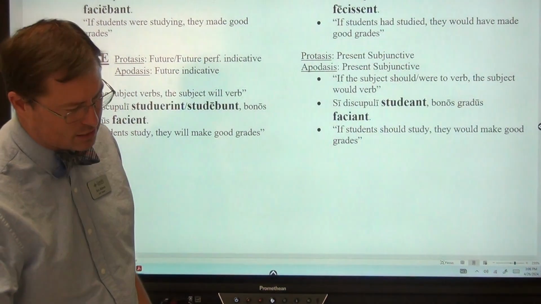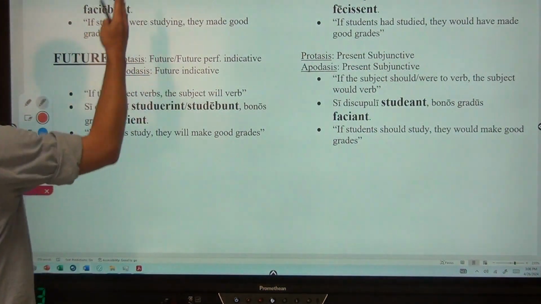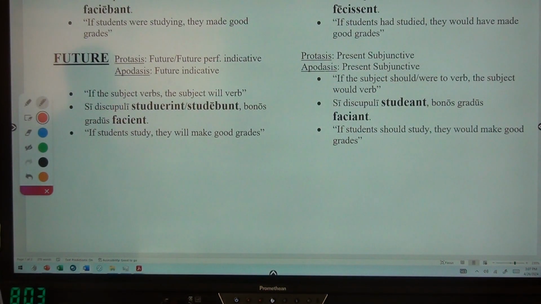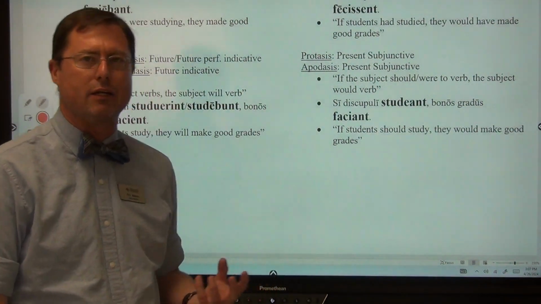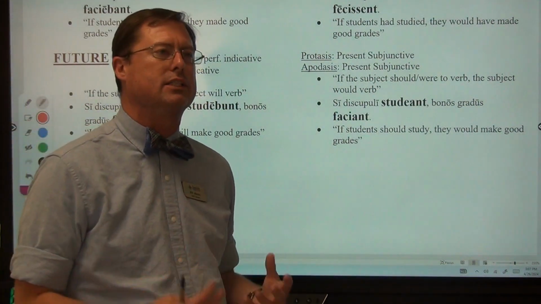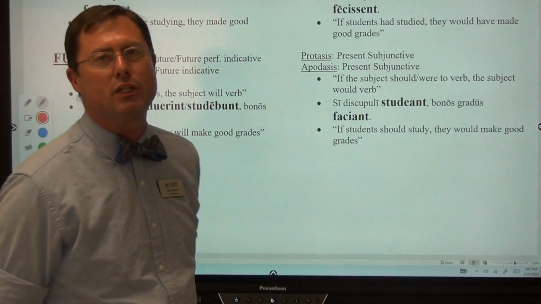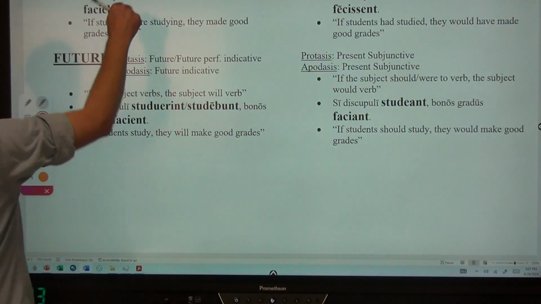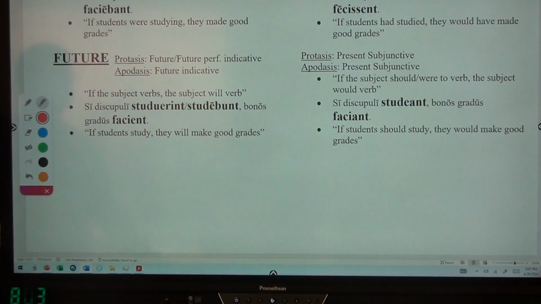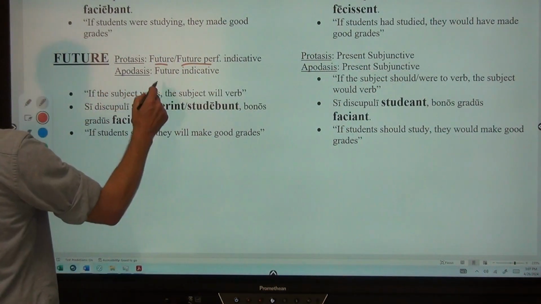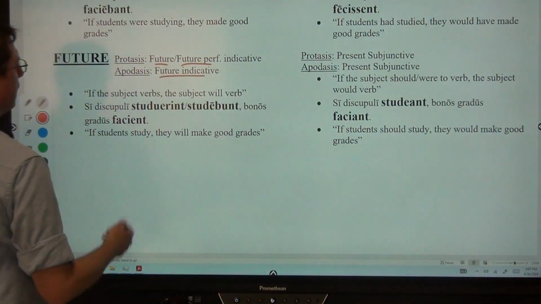A-P-O-D-O-S-I-S, apodosis. Now, the future real has another name, and the other name that it goes by is the future more vivid. Write that down on your study guide, because again, you need to be familiar with terminology, because it's these terms that I use, and if you don't know what that means, then you are going to be doomed. You must know that the future real is the same as the future more vivid. And here in the protasis, you will find that you will either have a future or a future perfect, and then you will have a future in the apodosis.